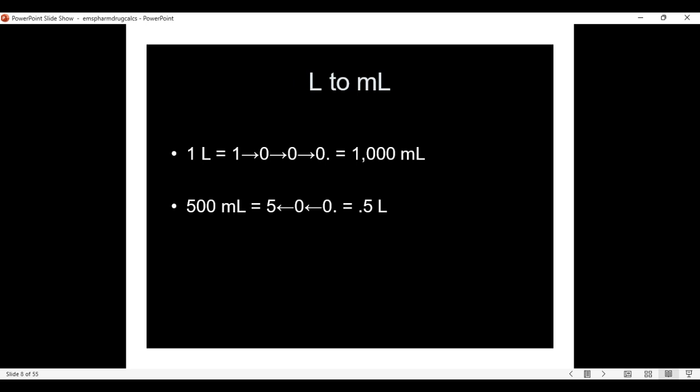A liter to milliliters, again, it's just like kilograms. If we're going from large to small, we're going to move it over 3 spots to the right. And if we're going from small to large, we're going to move it over 3 spots to the left. So 1 liter to milliliters would be 1 conversion, so it'd be 1,000 milliliters. If we had 500 ml and wanted to figure out the liters, you're going to move that over 3 spots, so it'd be 0.5 liters.